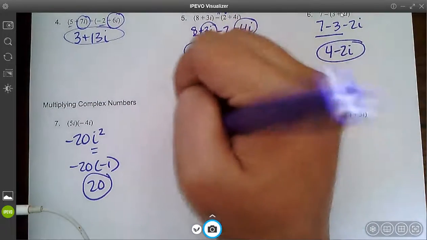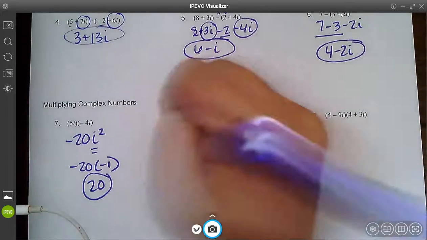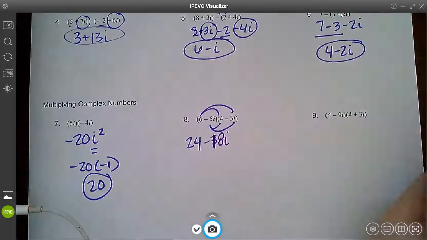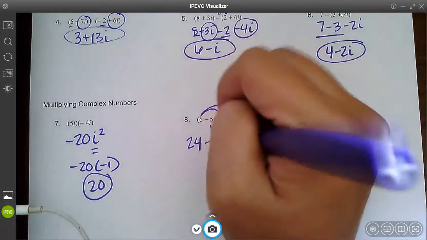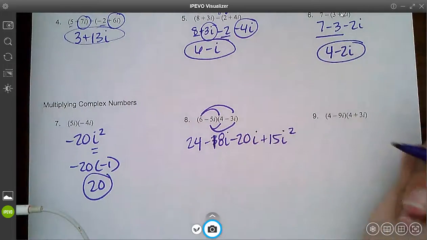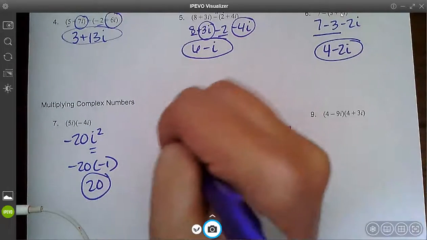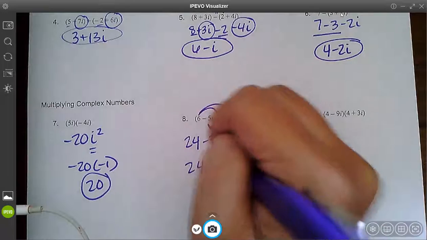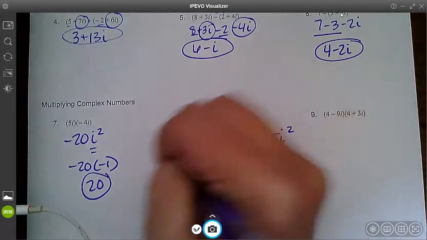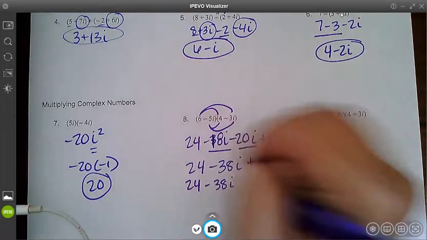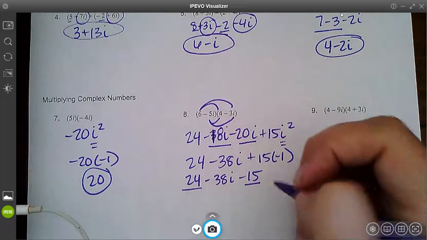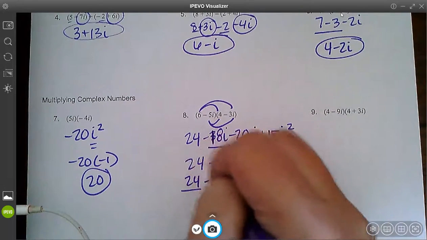The next one I have to FOIL out. 6 times 4 is 24. 6 times -3i is -18i. -5i times 4 is -20i. And -5i times -3i is 15i squared. So I'm going to combine my like terms. I have 24 minus 38i and convert my i squared to a -1. So I have 24 minus 38i minus 15. Combine my last set of like terms, and I have 9 minus 38i.